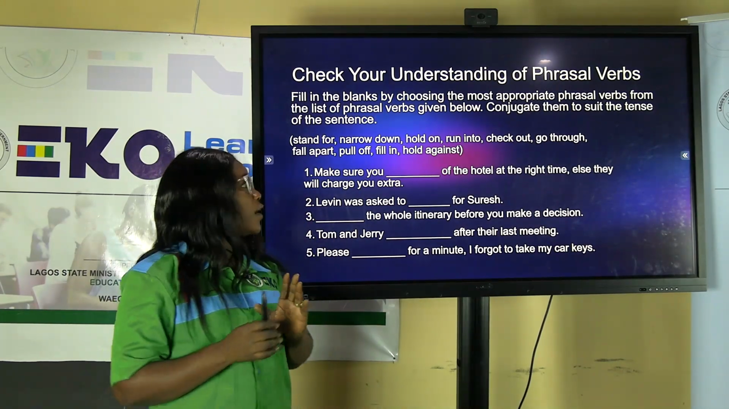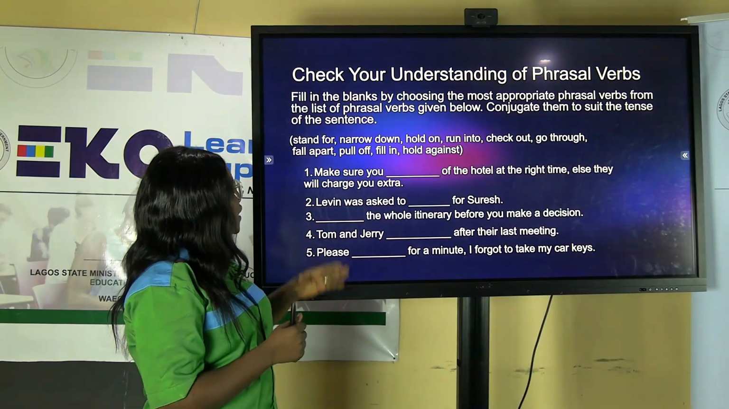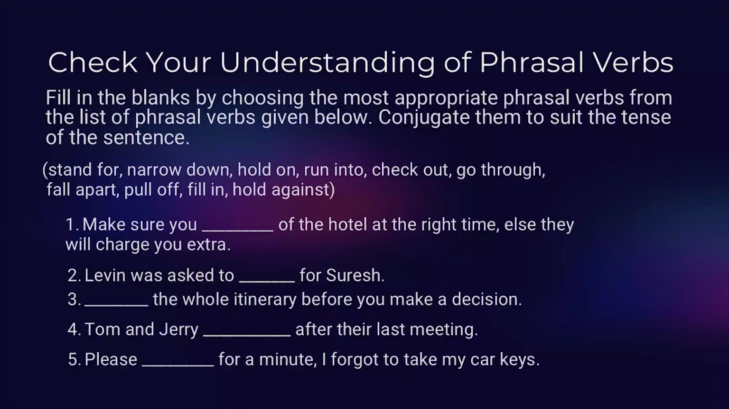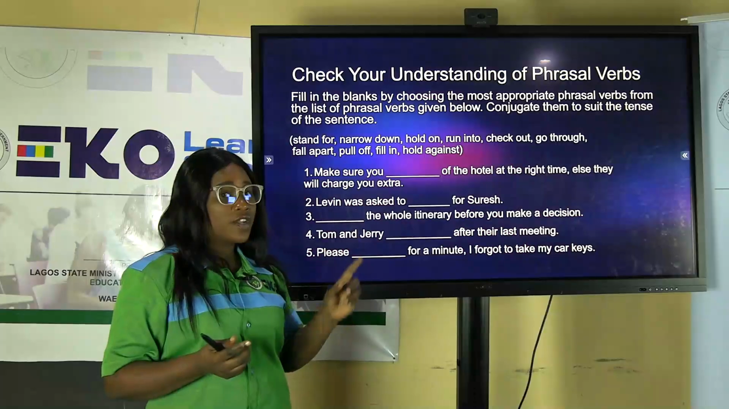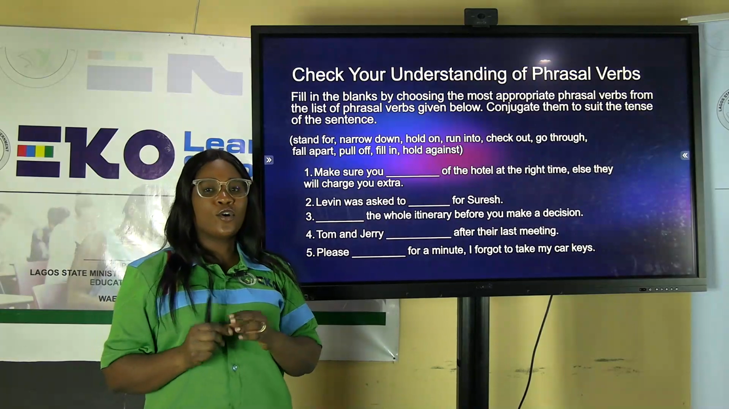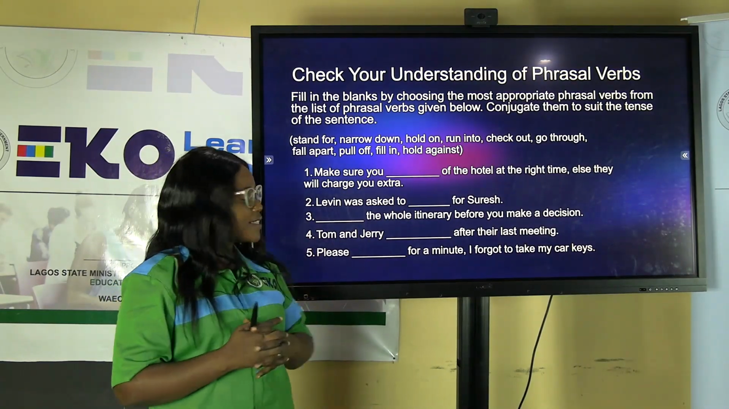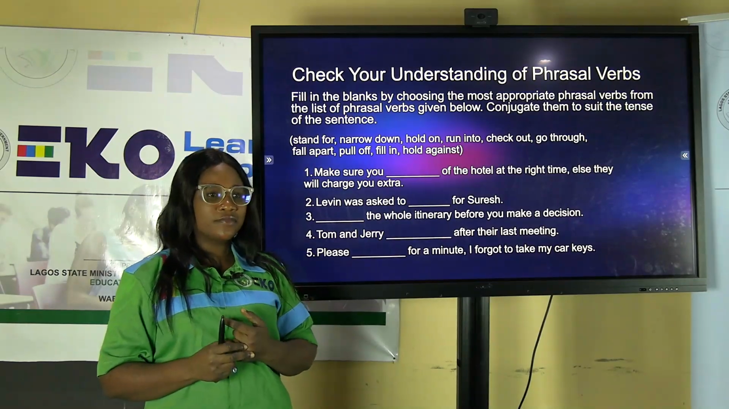Now let's check our understanding while we take these questions. The instruction says fill in the blanks by choosing the most appropriate phrasal verbs from the list of phrasal verbs. We have the list of phrasal verbs here. Conjugate them to suit the tense. So there are places where you might need to conjugate your phrasal verb. You have about 30 seconds to get this done.